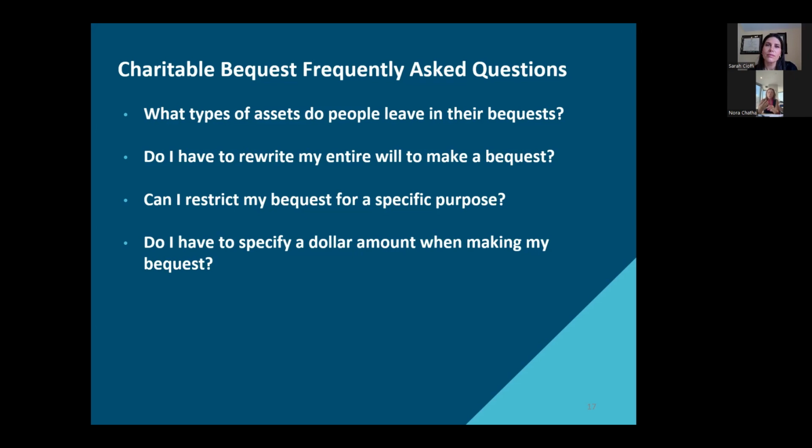So that's something important. And any asset can be left to a charity. They may use life insurance. It may be a retirement account. It may be a business interest, personal property, real estate. So it can be done in very different ways.